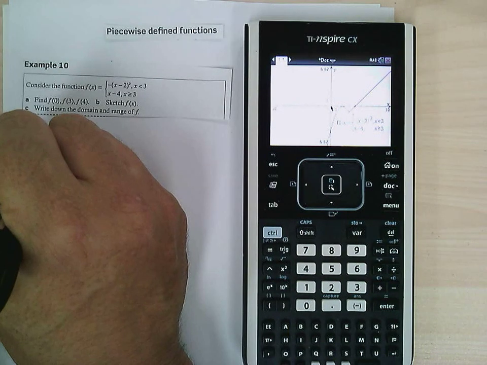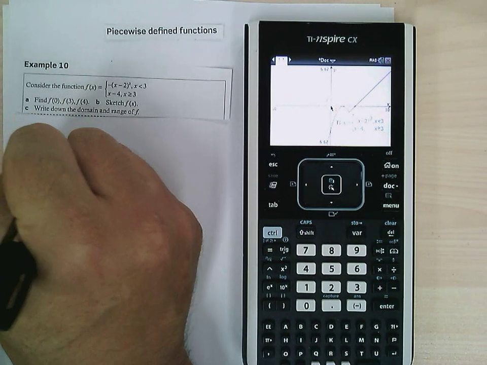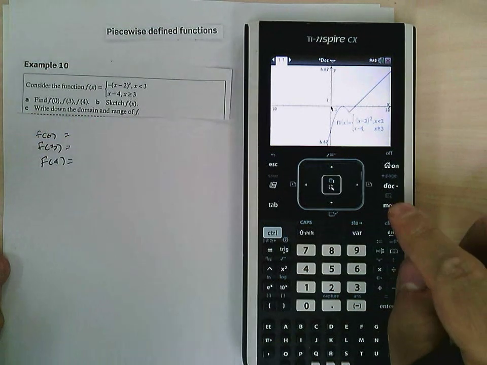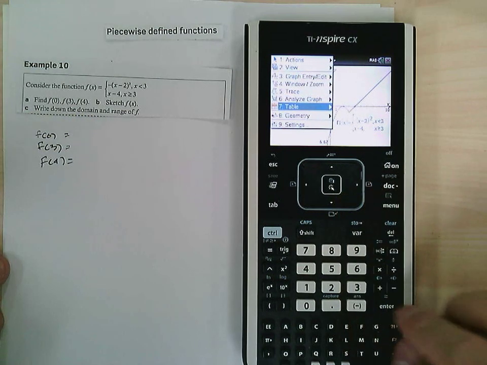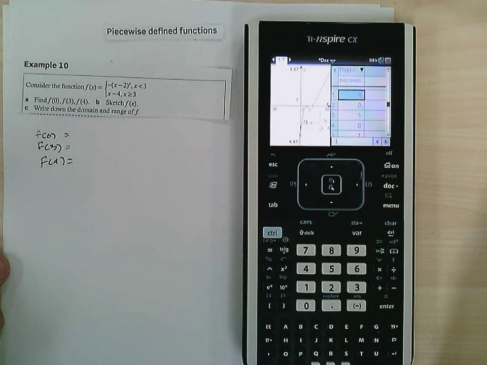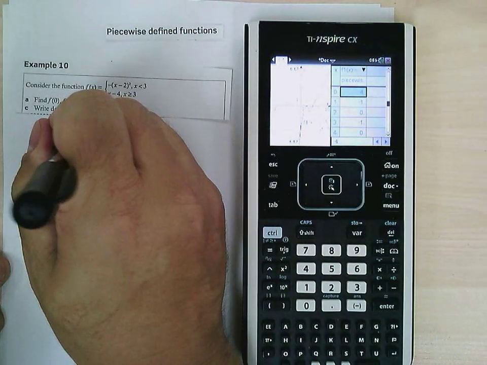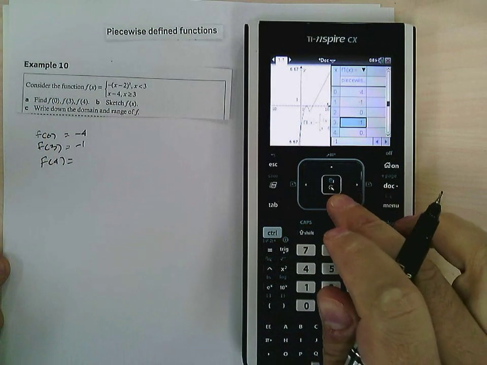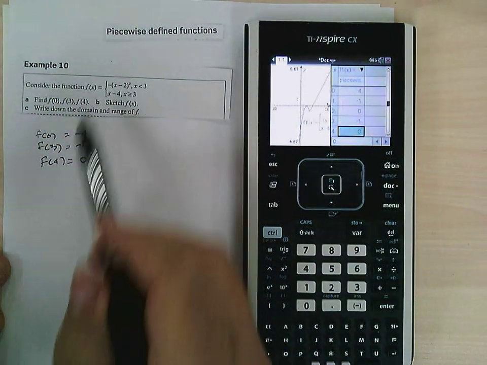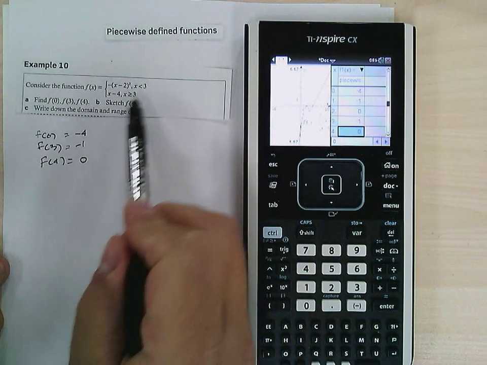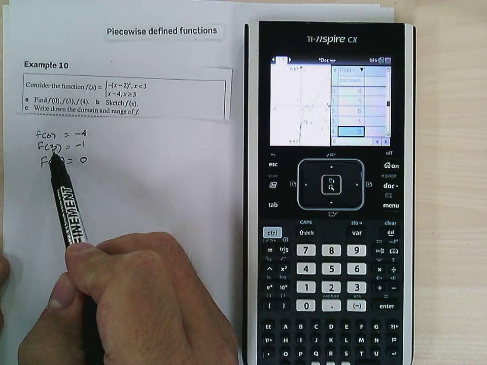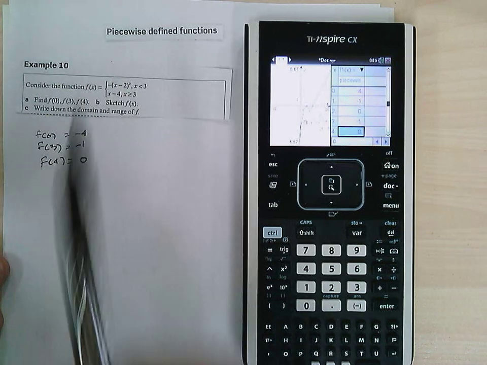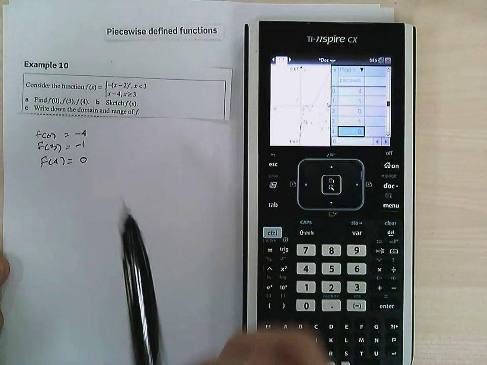It wanted me to find f of 0, f of 3, and f of 4. So I'm going to figure out what these are using the table function. I can say f of 0 is equal to negative 4, f of 3 is negative 1, and f of 4 is 0. You could also just use the equation. If you plugged in 0, you had to use the first function. For f of 3, because it equals 3 here, you use the second function. And so that's how I can get those.